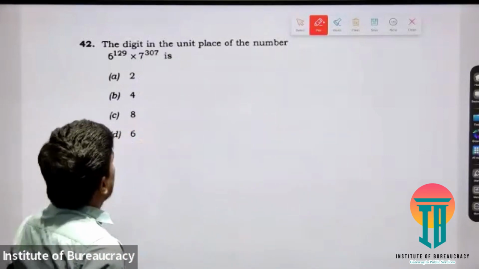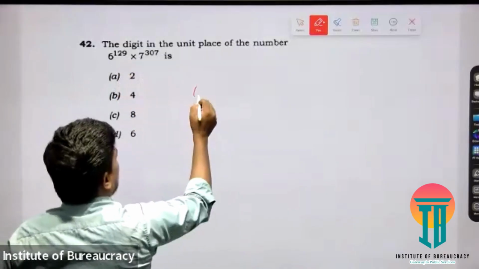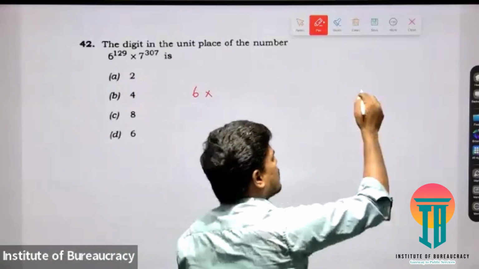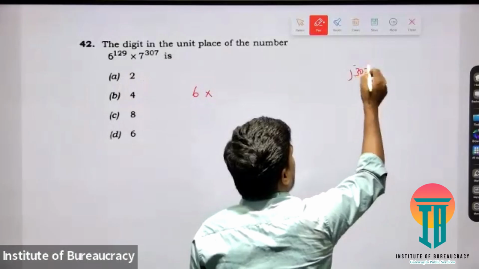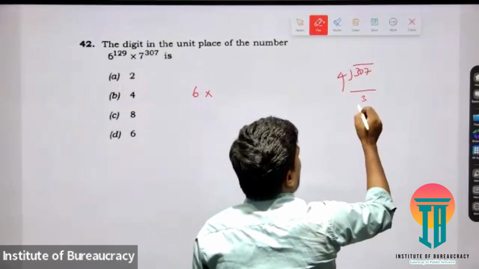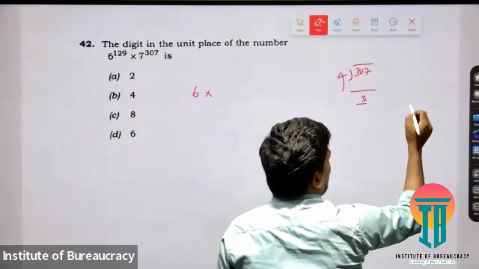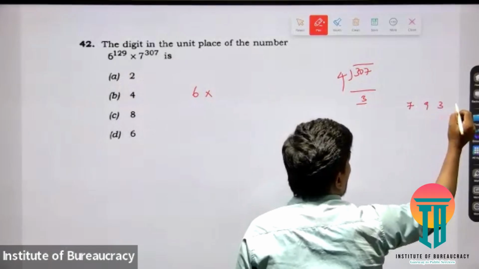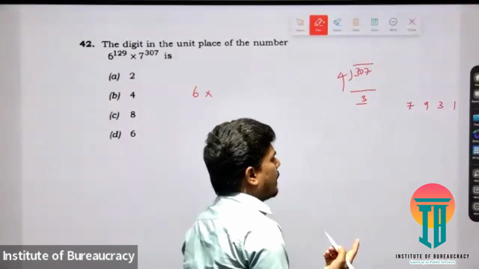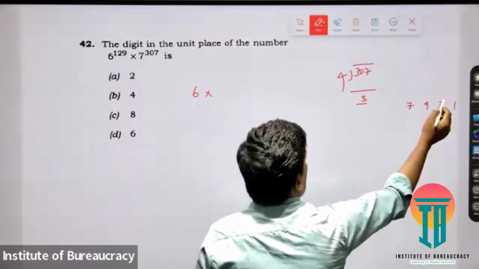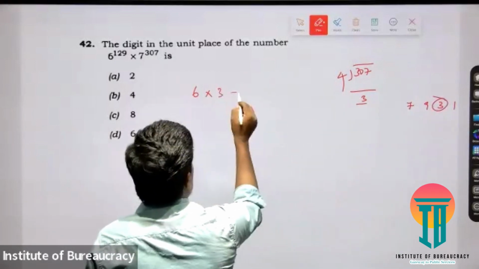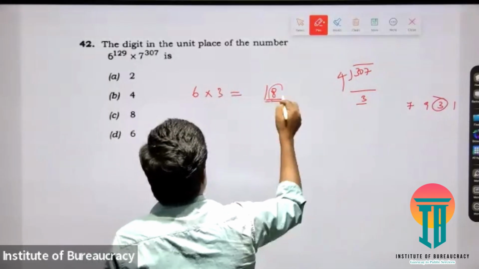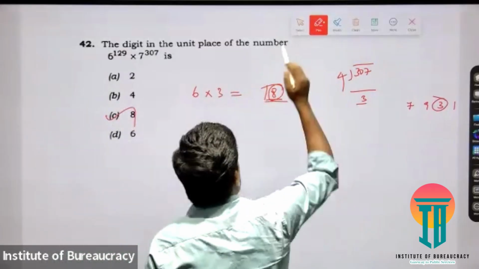The digit in the unit place of the number 6 power anything, the unit digit is 6. 7 power 307: for 7 the cyclicity number is 4. 307 if you divide by 4, you'll be getting what? Remainder 3. Remainder 1 means 7, remainder 2 means 9, remainder 3 means 3, remainder 4 means 1. That is the cyclicity for 7. So remainder 3 means the unit digit is going to be 3. So if you multiply, it is going to be 18. 8 is the unit digit. Therefore, 8 is the answer. Next one.